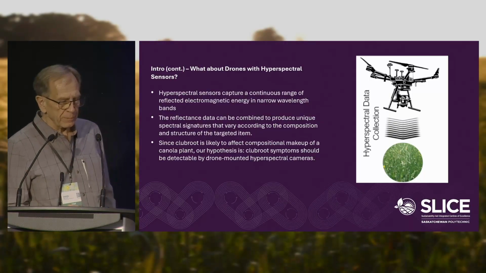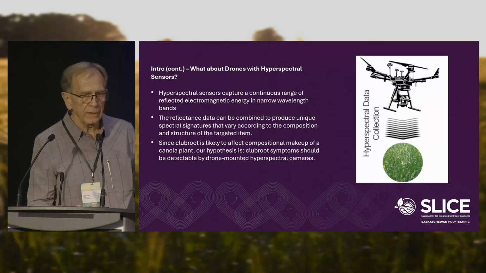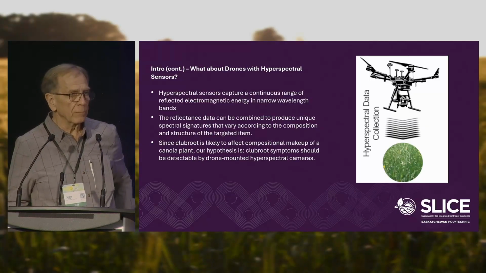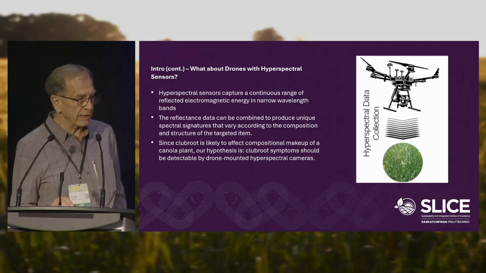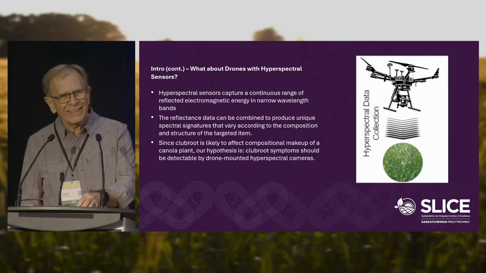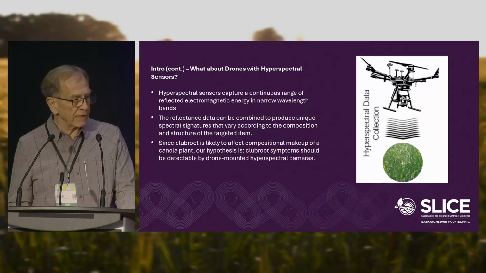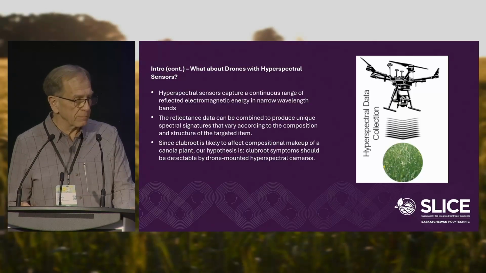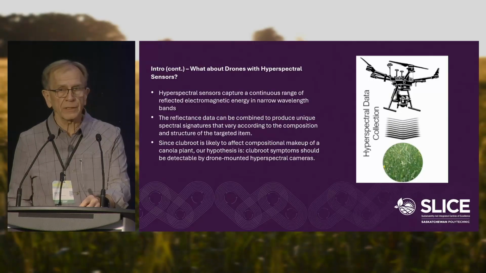Just a quick overview of hyperspectral. Hyperspectral sensors capture a continuous range of reflected electromagnetic energy in narrow wavelength bands. Okay, so it really allows us to discriminate objects very finely. The reflectance data can then be combined to produce unique spectral signatures that vary according to the composition and to some small extent the structure of the targeted item. Since clubroot is likely to affect compositional makeup of a canola plant, our hypothesis was simply that clubroot symptoms should be detectable by drone-mounted hyperspectral cameras.